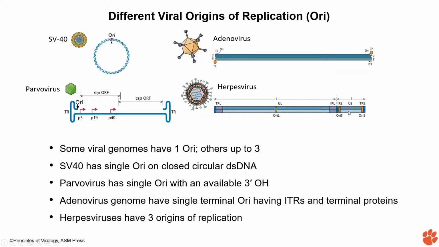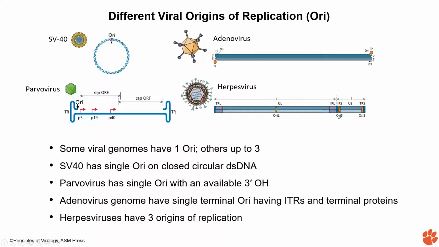In herpesvirus, what you are seeing is a long stretch, which we call the unique long region, and a unique small region. At one end, you have a terminal repeat long. At this end, you have a terminal repeat small. And in the middle, you have an internal repeat long and an internal repeat small, and that's what it is. And a terminal repeat small.